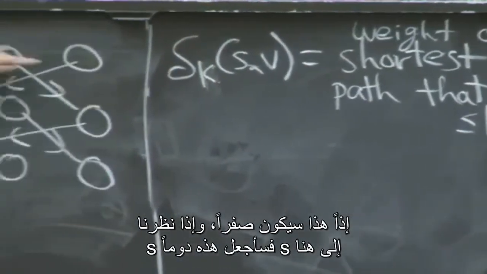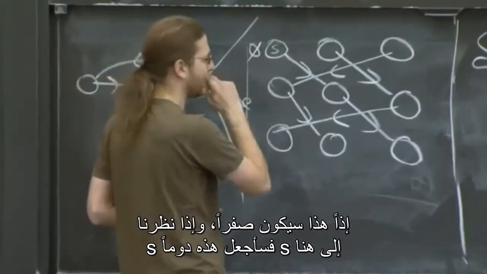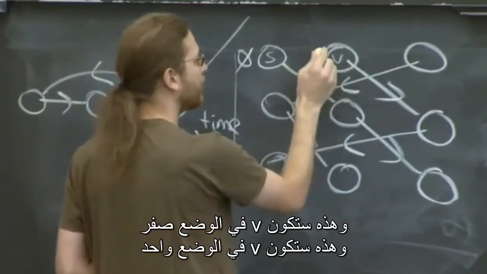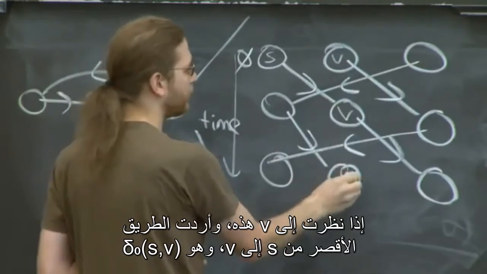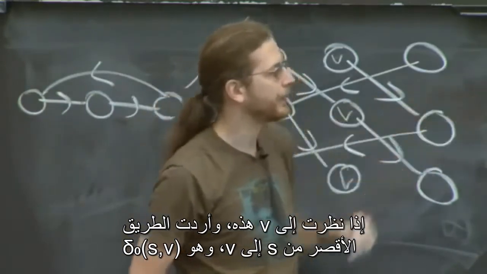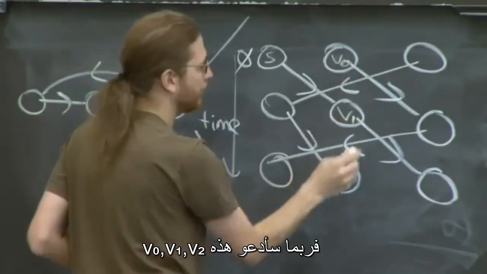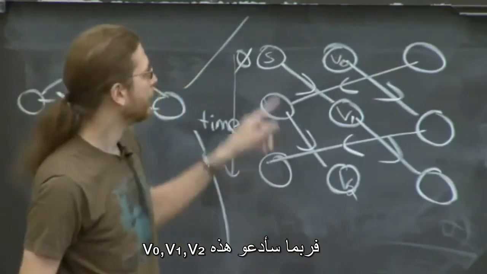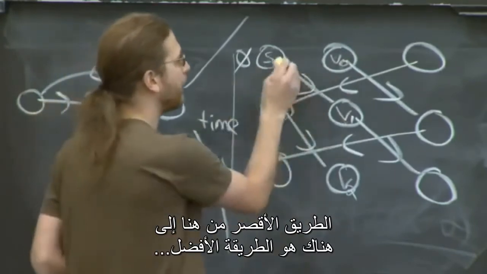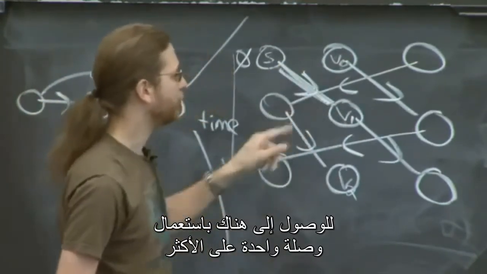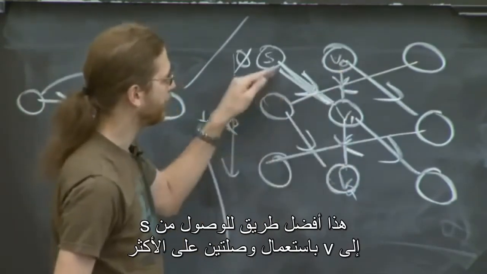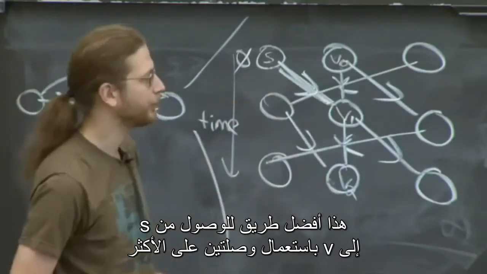In some sense, here's S, and I'm always going to make S this, and this is going to be V in the 0 situation. This is going to be V in the 1 situation. So if I look at this V, I look at the shortest path from S to V. That is delta sub 0 of SV. So maybe I'll call this V sub 0, V sub 1, V sub 2. Shortest path from here to here, there's no way to get there in 0 edges. Shortest path from here to here, that's the best way to get there with at most 1 edge. Shortest path from here to here, well, if I add some vertical edges too, cheating a little bit, then this is the best way to get from S to V using at most 2 edges.